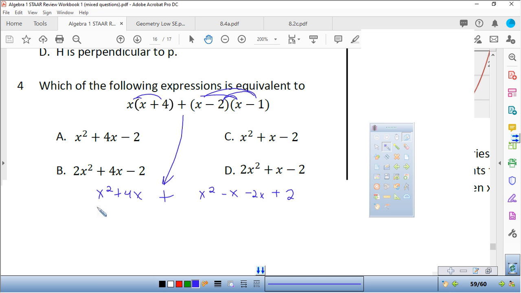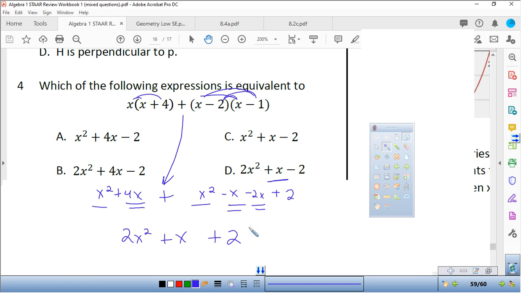Now, all the x squares go together, so we're going to have 2x squared. All the x's go together. This gives me a negative 3x. And the 4x gives me plus x. And then plus 2.